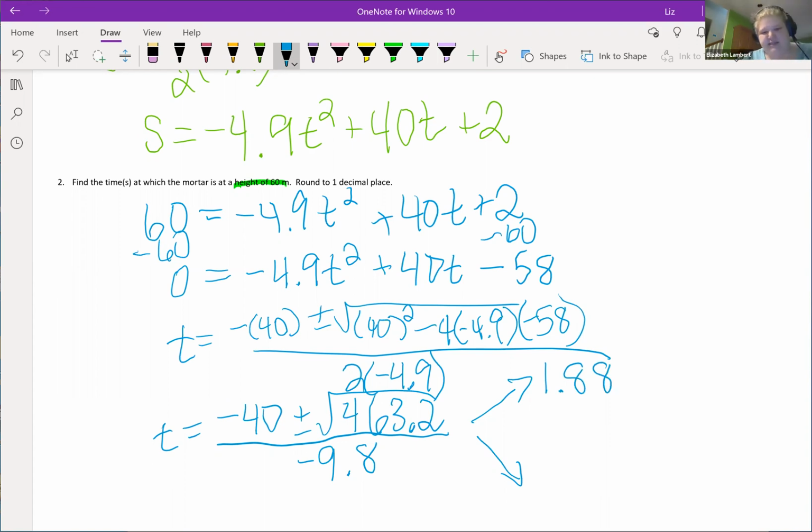Now we're going to do the minus side. Everything's minus, so it actually all would be positive, but I prefer to type what I see. So negative 40 minus the square root of 463.2 is negative 61.522, divided by negative 9.8 gives 6.2777. I don't know why I'm reading it like Captain Kirk. I just felt it was the way to go.